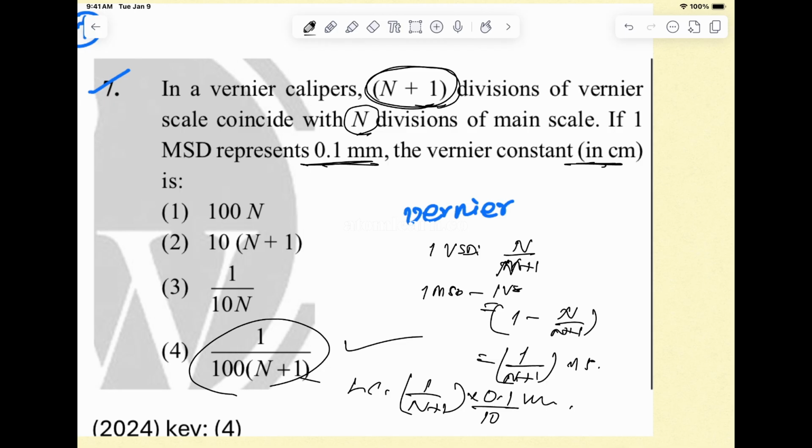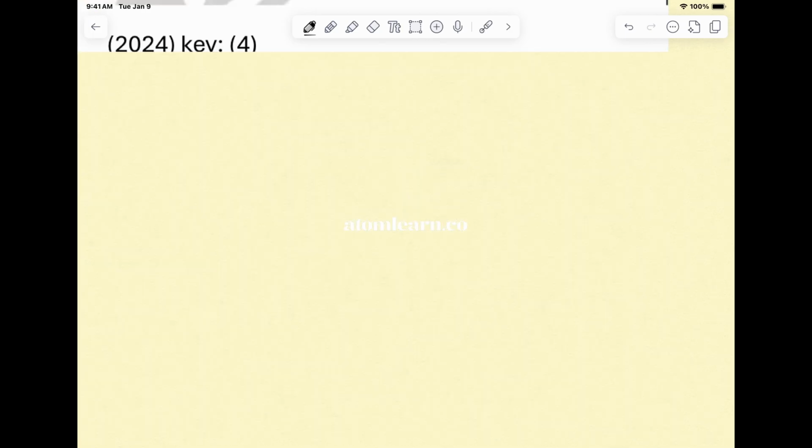So I just repeat now, the shortcut is like this. You are given the data, how many divisions of Vernier scale coincide with how many divisions of main scale. Now find the difference between those two data and then divide by how many divisions of VSD is given. In this case it is 1 by n plus 1, and then multiply it by the data which is given as 1 MSD equal to how many mm, right?